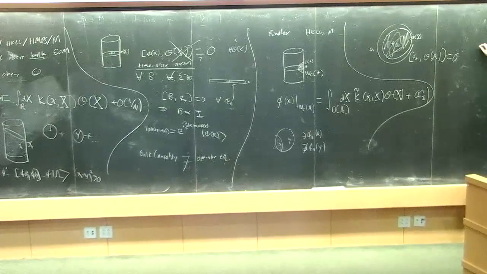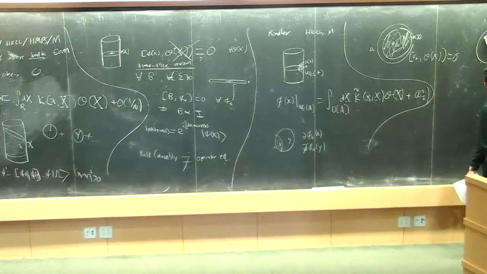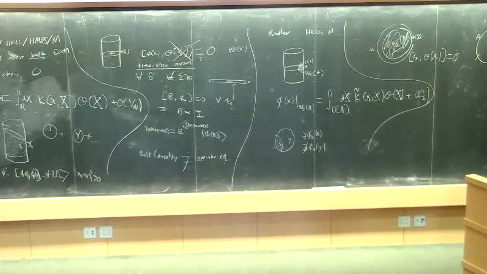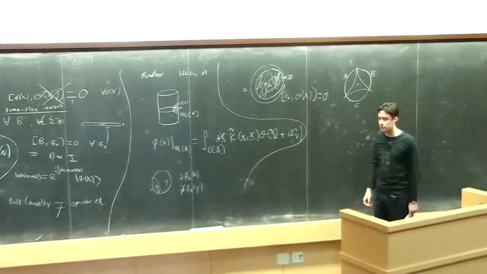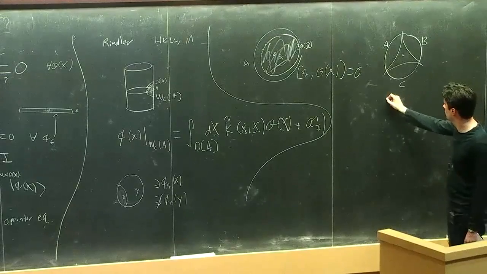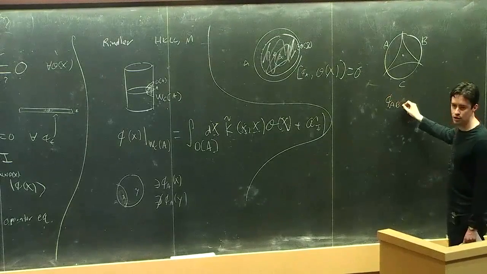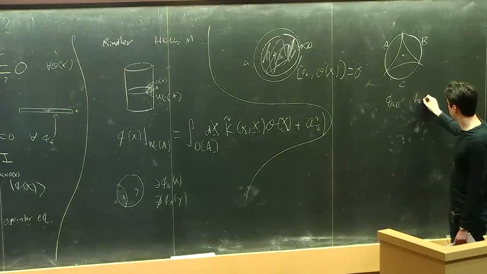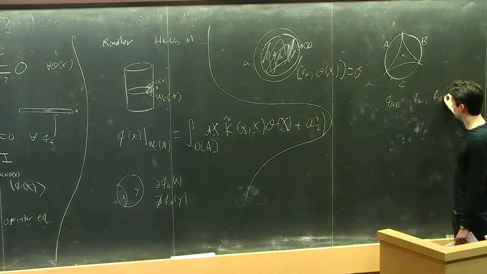Now let me give another example, which I also like. So now let's cut the boundary into three regions, A, B, and C. And now let's think about this operator in the center again. This operator is not in the causal wedge of A. It's not in the causal wedge of B, nor is it in the causal wedge of C. So it has no representation on any one of these, but it does have representation on A union B, or A union C, or B union C.